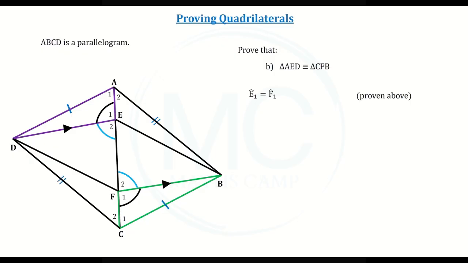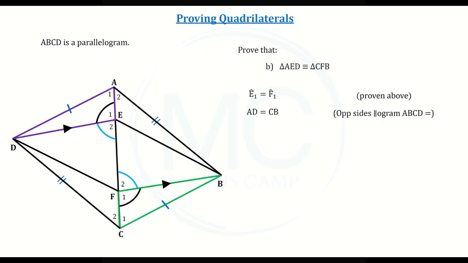AD is one side of triangle AED, and CB is the corresponding side in triangle CFB. So now we can say that AD is equal to CB because these are the opposite sides of parallelogram ABCD, and we know that these sides are equal.